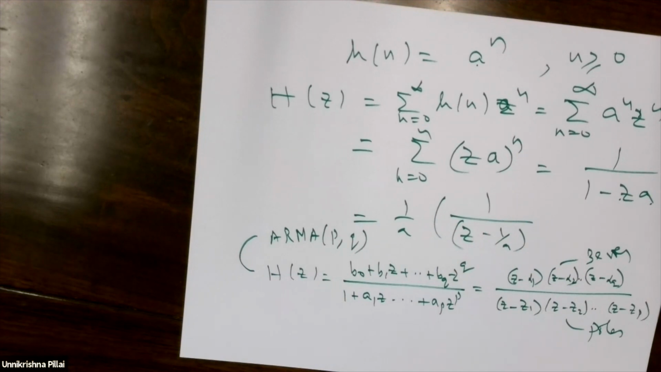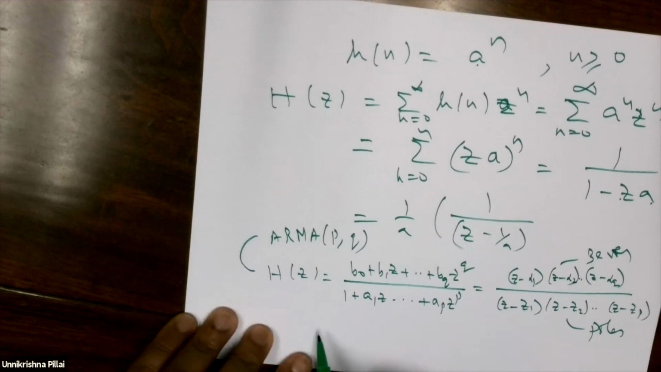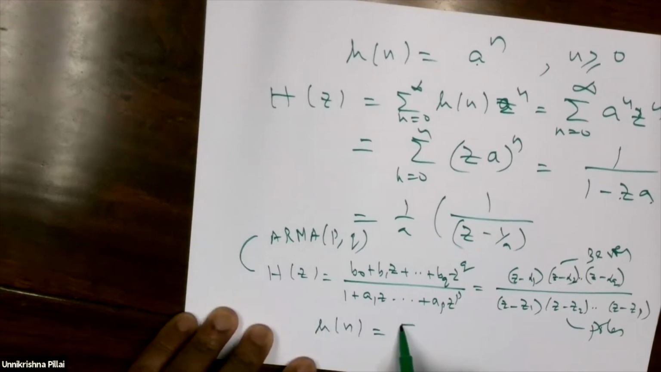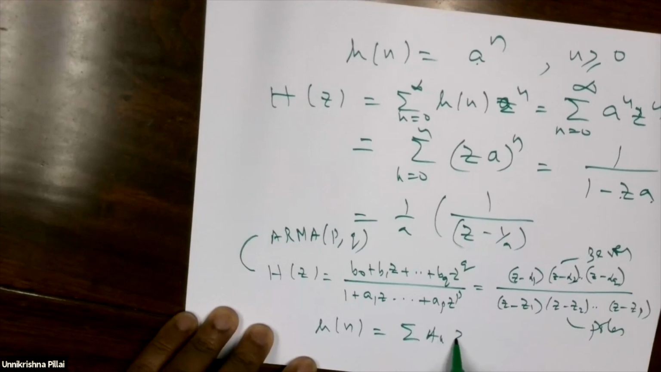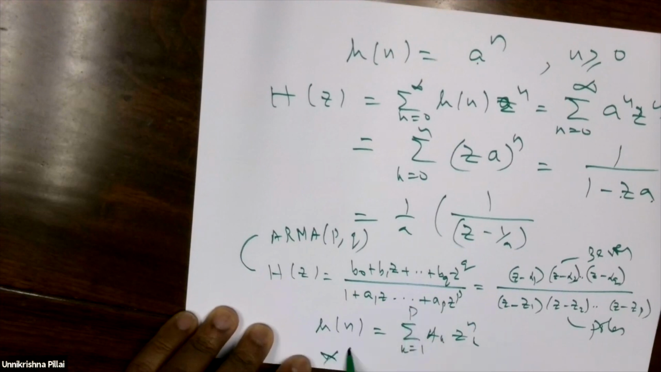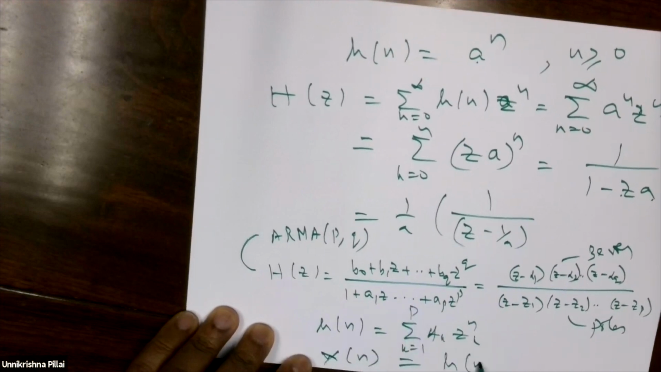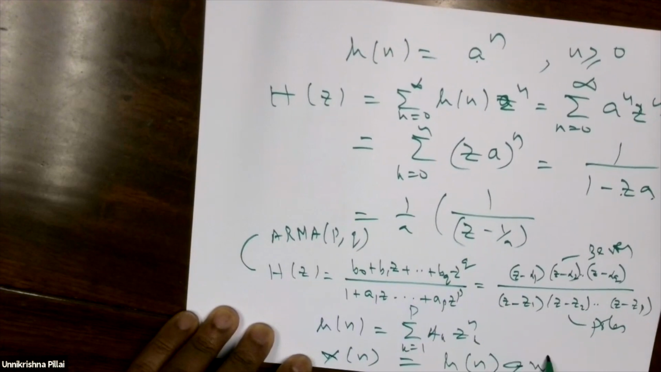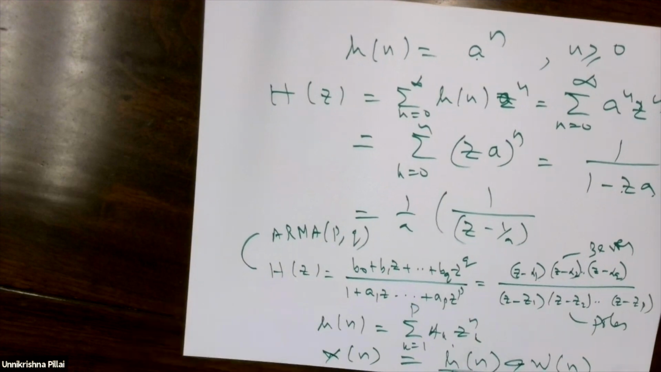Now, if h[n] is the sum of a_k z^k, k equal to 1 through p, then your output you can also write as h[n] convolved with the input if you want. So all the poles and zeros, everything is captured by this. So this is the impulse response. But if you don't want to write it this way, you can write it the original way in terms of the autoregressive part and the moving average part.